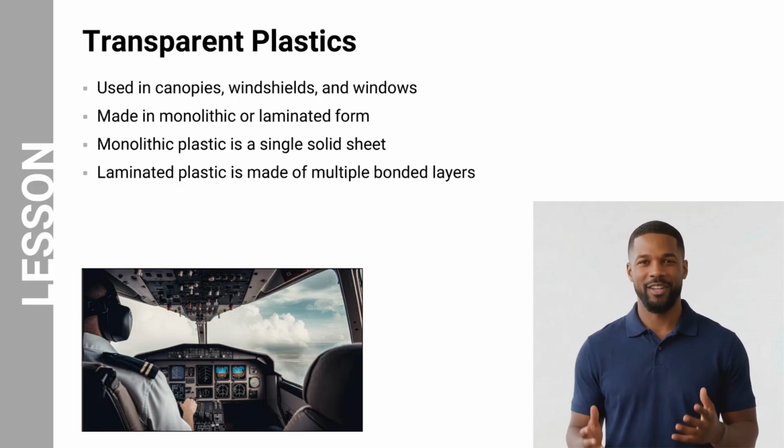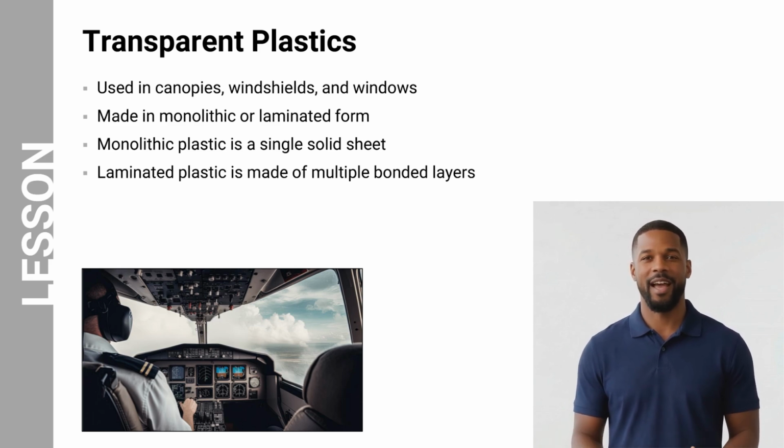Next, let us focus on transparent plastics used in aircraft. These materials are used in canopies, windshields, and windows, where visibility and strength are critical. Transparent plastics are manufactured in two forms, monolithic and laminated. Monolithic plastics consist of a single solid sheet, while laminated plastics are made by bonding multiple layers together. As shown in the cockpit image, these materials must provide clear visibility while also withstanding pressure, impact, and environmental conditions.